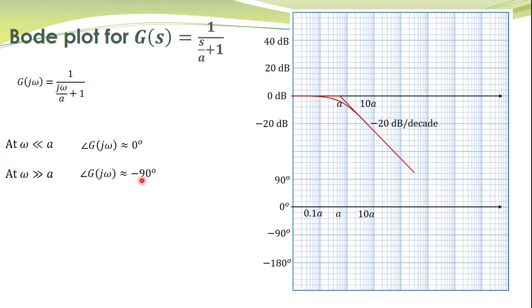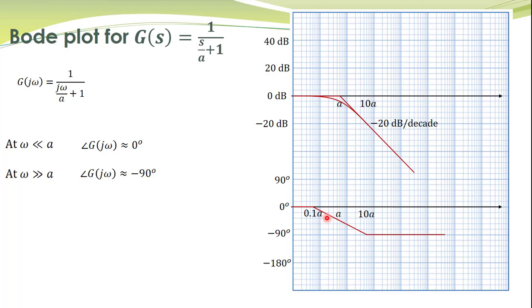So again, to draw the asymptotic Bode diagrams, you can locate the corner frequency, 1 decade below the corner frequency and 1 decade after the corner frequency. Up to this particular frequency, you can draw a line with 0 degrees, and from here onwards you draw a line with minus 90 degrees of phase angle, and then join these two lines by a straight line. So this is the asymptotic Bode diagram for this particular transfer function.